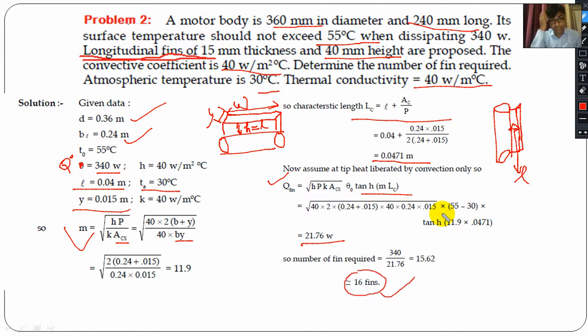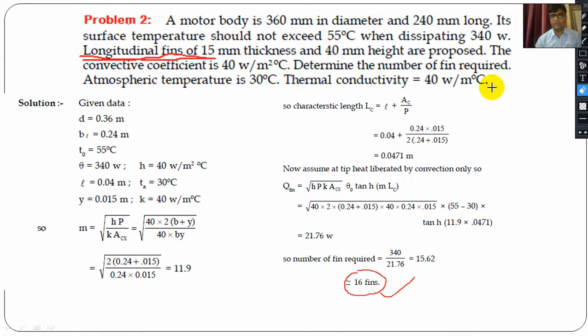Now the total rate of heat transfer is 340 watt, and the heat transfer by one fin is 21.76. So how many fins are required to transfer 340 watt? You just divide, so it comes to 15.62, which is approximately, as a complete number, 16 fins. Clear? Now let us move to the next problem for this lecture.